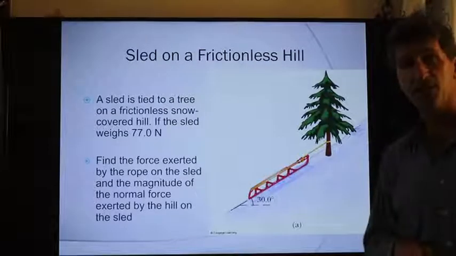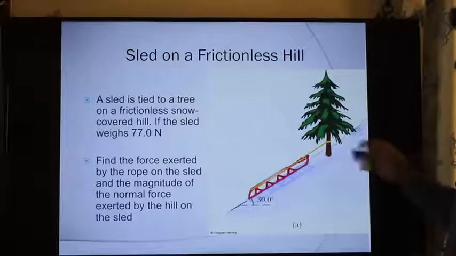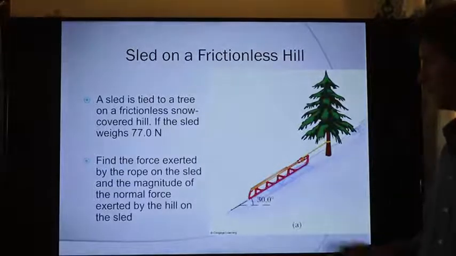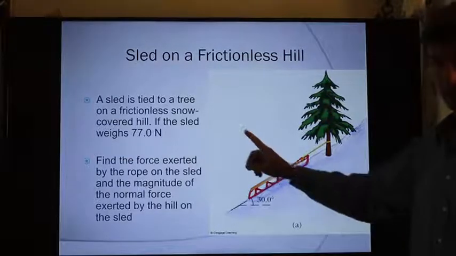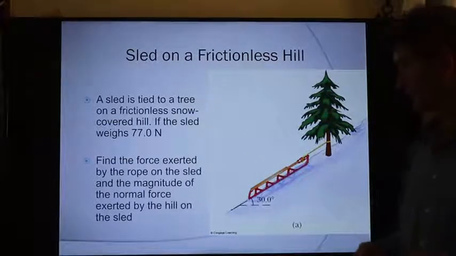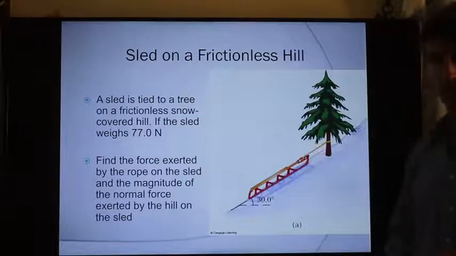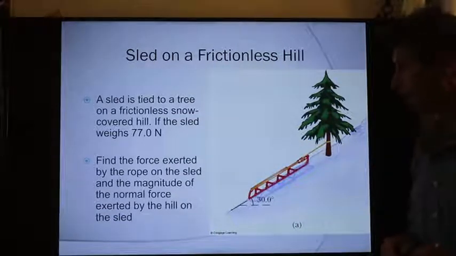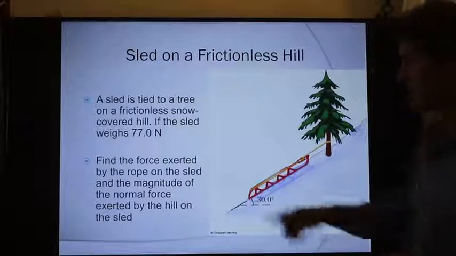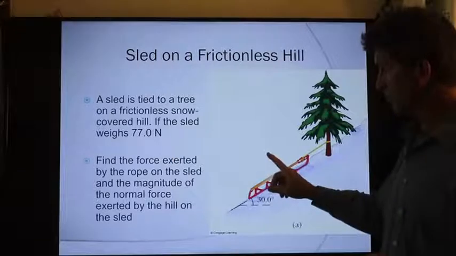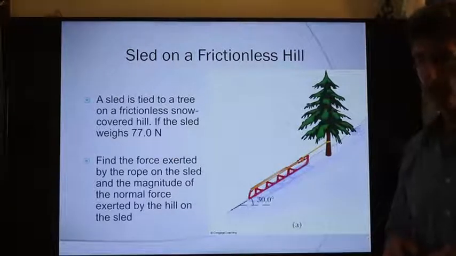In any case, here's another statics problem. We have a sled on a hill. The tension of the rope pulls it uphill. We have a contact force, what we call a normal force, which is always perpendicular to the surface, or normal to the surface. And of course, we have the weight. So let's map out all the different forces. One of the forces is known. We know the weight. We don't know the normal force. We don't know the tension.